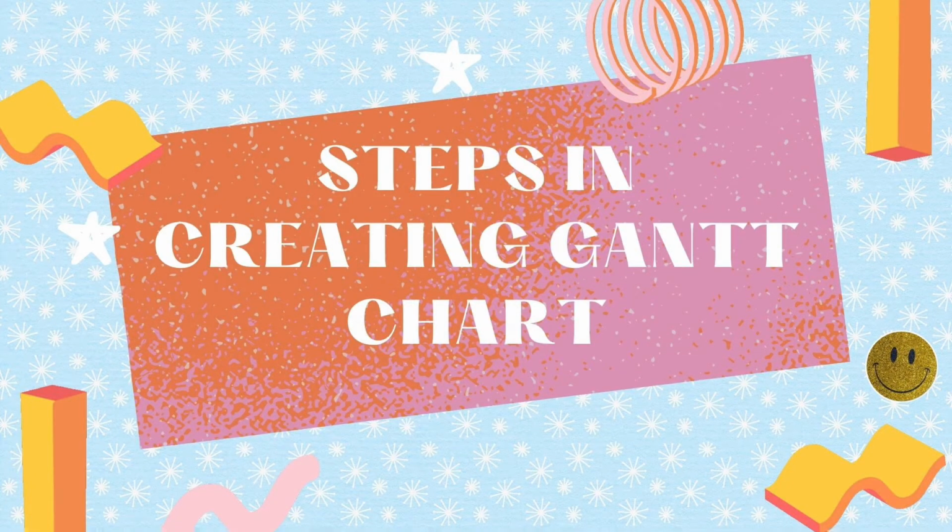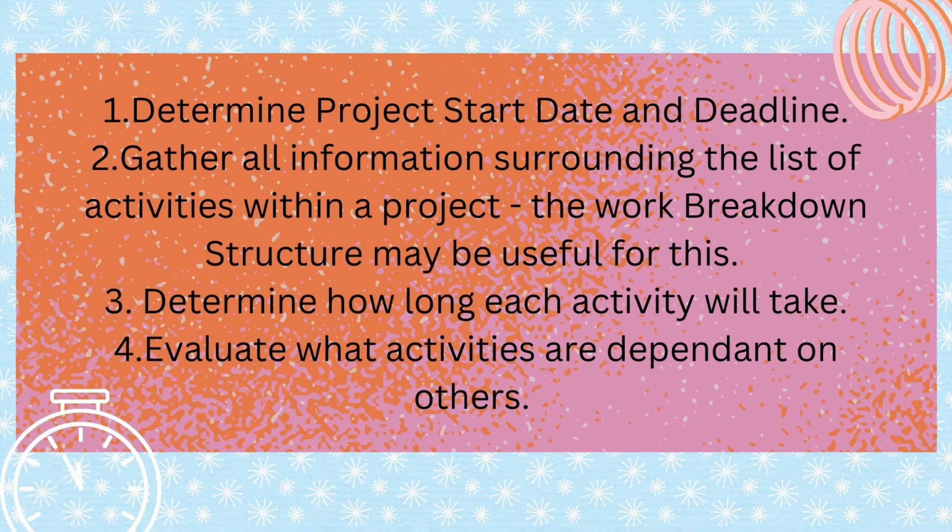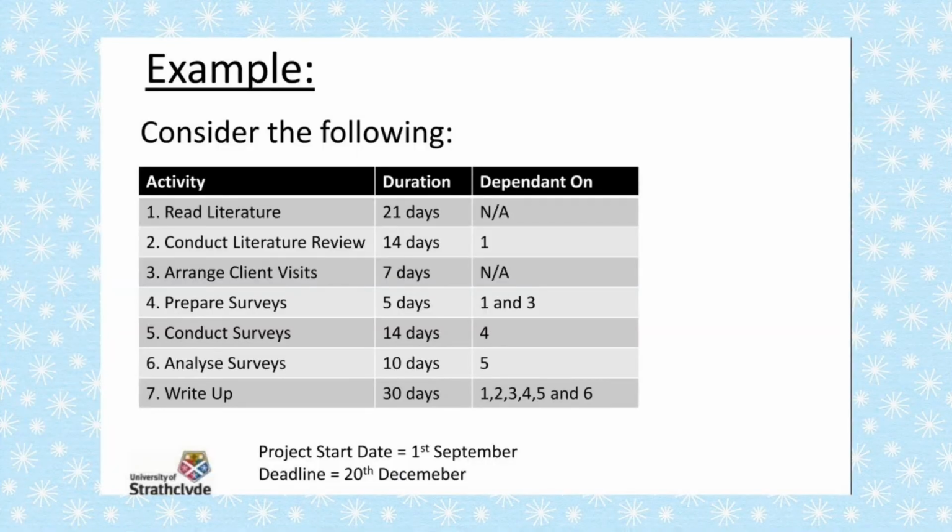Now let me tell you the steps in creating a Gantt chart. First one is to determine the project start date and deadline. As an example, on the lower part, you can see the project start date and the deadline, which start from the 1st of September till the 20th of December.